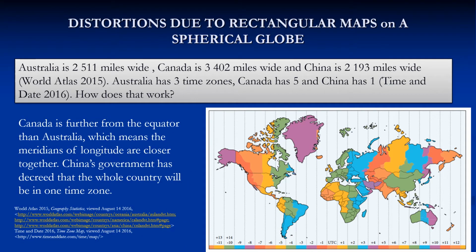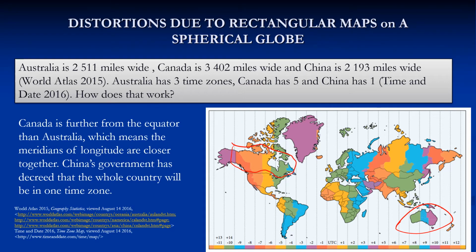Now, let's have a look at this one. Australia's what? 2,511 miles wide. Canada is 3,402 miles wide, and China 2,193 miles wide, according to the World Atlas of 2015. So Australia's got 3 time zones. Canada has 5 time zones. Oops, Canada does not include Alaska. So, oops, so there's Canada.